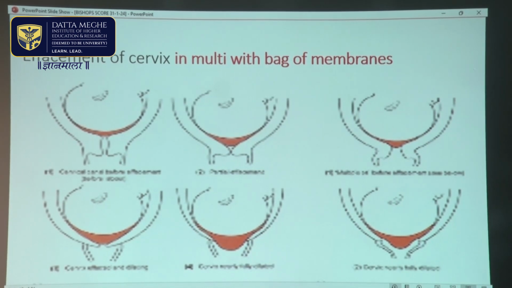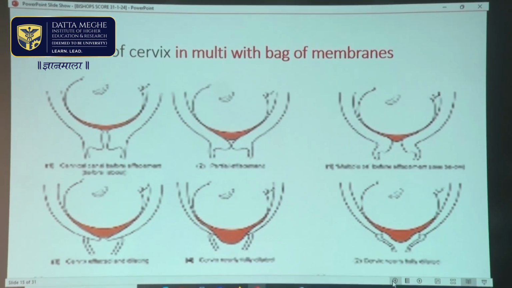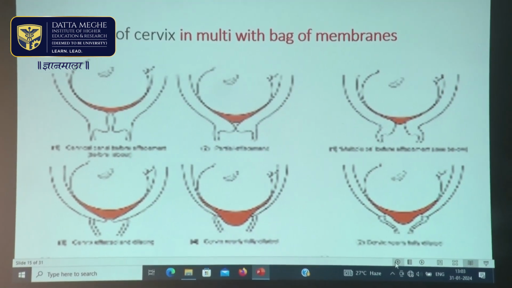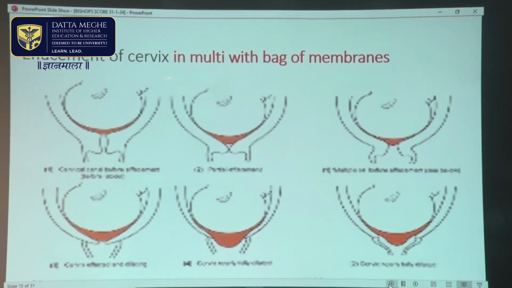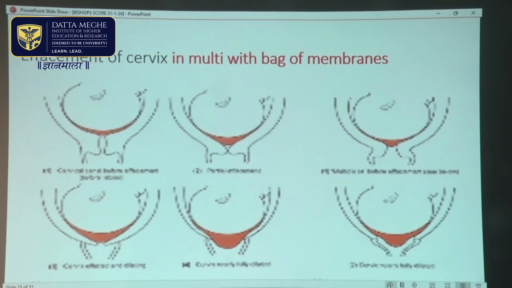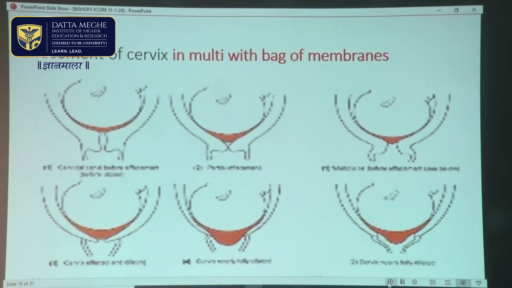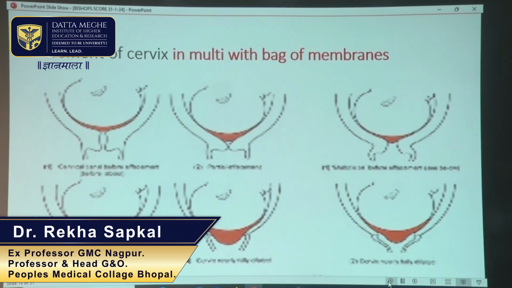Head enters into the pelvic cavity 15 days prior in primi. However, in multi, it enters with the onset of labor pains. Naturally, effacement and dilatation occurs in multipara with the onset of labor pains. What do you understand? What is the difference between these two conditions, multipara and primi?